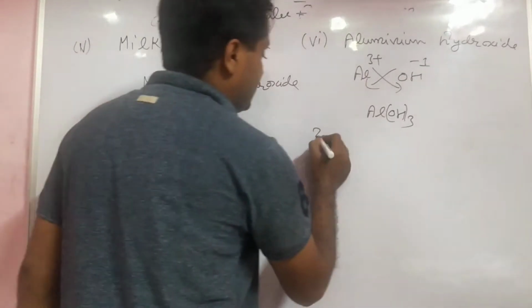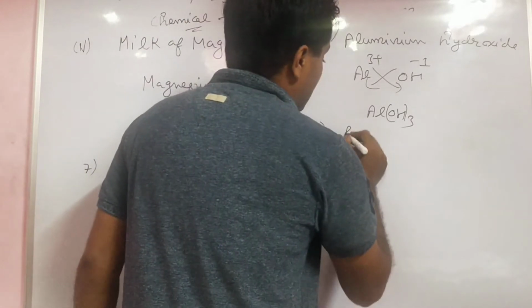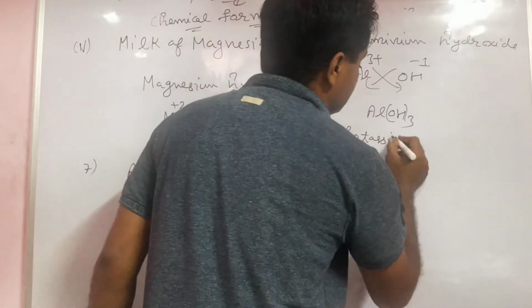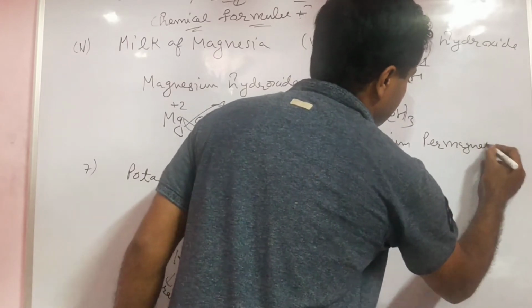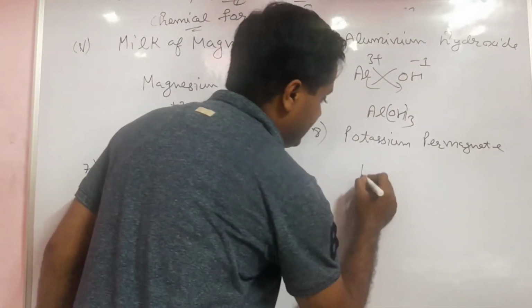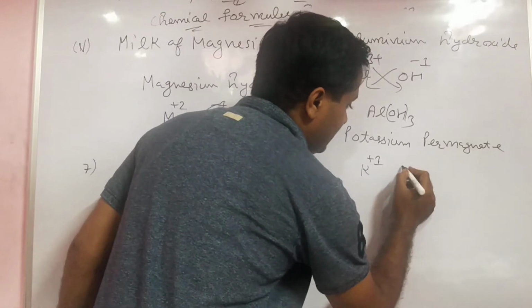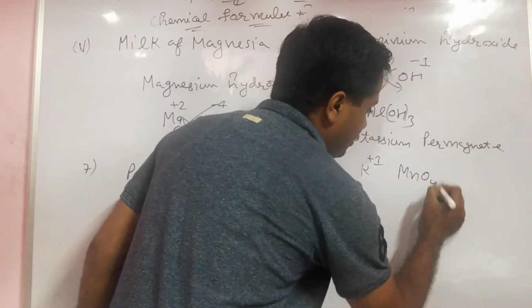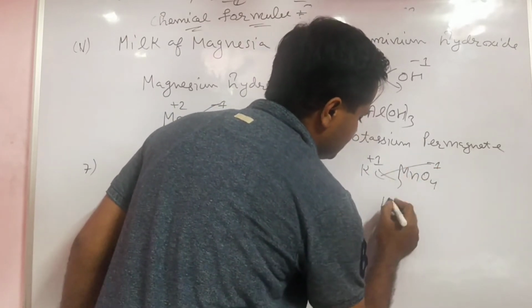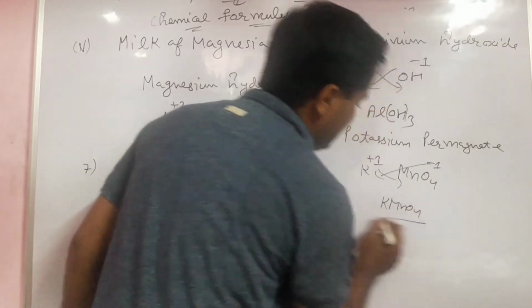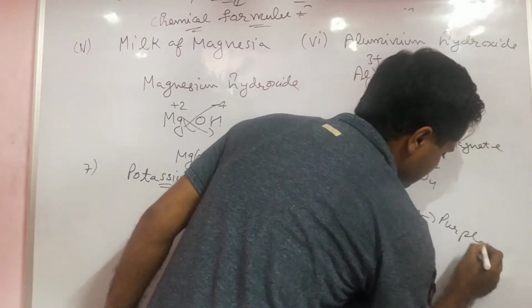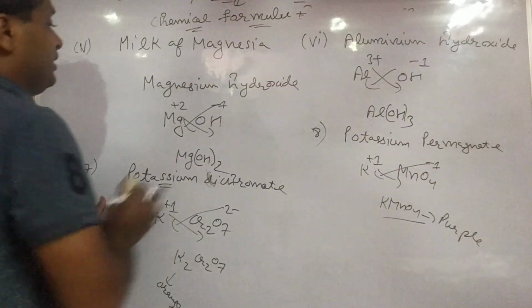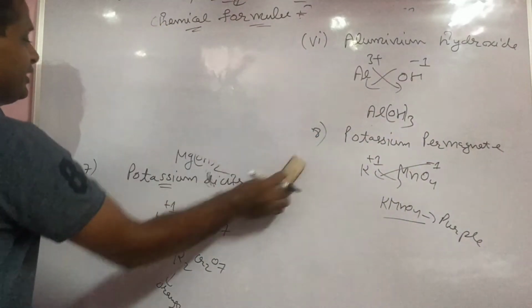Yes, 8th one. Potassium permanganate. K is 1 positive and permanganate is MnO4 1 negative. KMnO4. Their color is purple or pink. Yes. Any other example? We do another practice also.